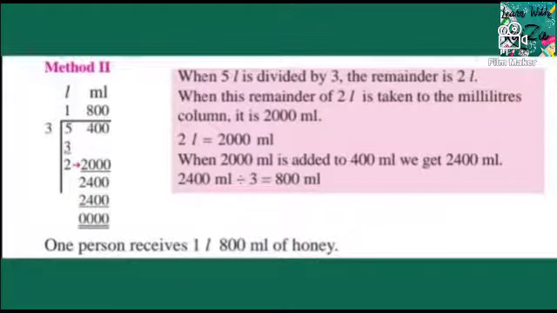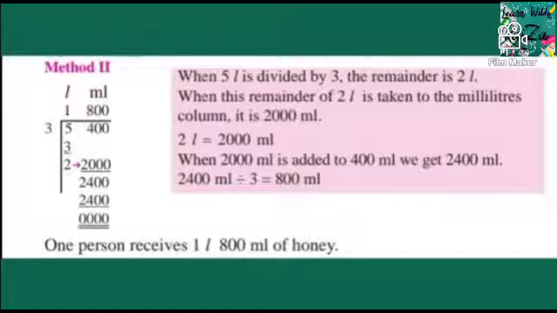In the second method, children, we have taken 5 liters 400 milliliters to be divided by 3. 5 liters divided by 3, in 5 how many 3s? Only 1. So we write 1 above the line and the remainder is 2 liters. Then when this remainder of 2 liters is taken to the milliliters column, it is 2000 milliliters. When 2000 milliliters is added to 400 milliliters, we get 2400 milliliters. This 2400 milliliters should be divided by 3 and then we get 800 milliliters.